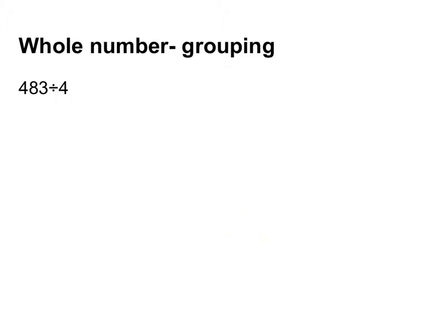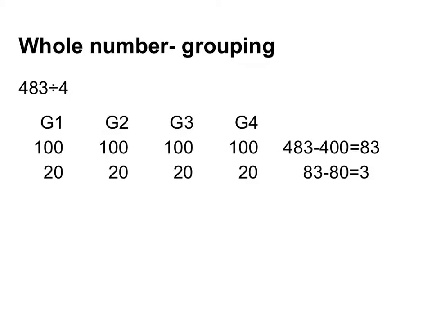Okay, so what about grouping? Now I have 483 divided by 4. I'm going to break this into 4 groups. I started by passing out 100 to every group. That means I passed out 400, so I'm left with 83. Then I passed out 20 to every group, which means I passed out 80, which means I have 3 left over. Now I have to figure out what I want to do with that. There are going to be 2 ways to approach this particular remainder. I can do a fractional remainder, or I can do a decimal remainder.